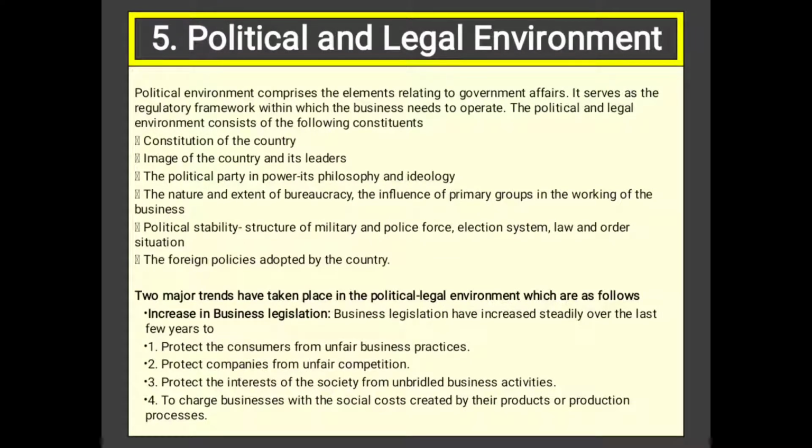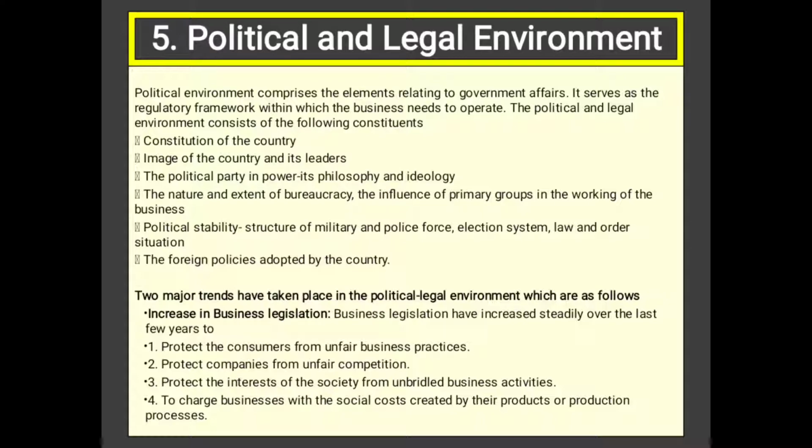Then political and legal environment. The political environment comprises the elements relating to government affairs. It serves as the regulatory framework within which the business needs to operate. The political and legal environment consists of the following constituents: constitution of the country, image of the country and its leader, the political party in power, its philosophy and ideology, the nature and extent of bureaucracy, the influence of primary groups in the working of the business, political stability, structure of military and police force, election system, law, and other situations. Then we have the foreign policies adopted by the country. All these aspects are connected and have an influence on businesses. Whatever the government does, it affects the business. Therefore, government or political affairs have a close link with the business.